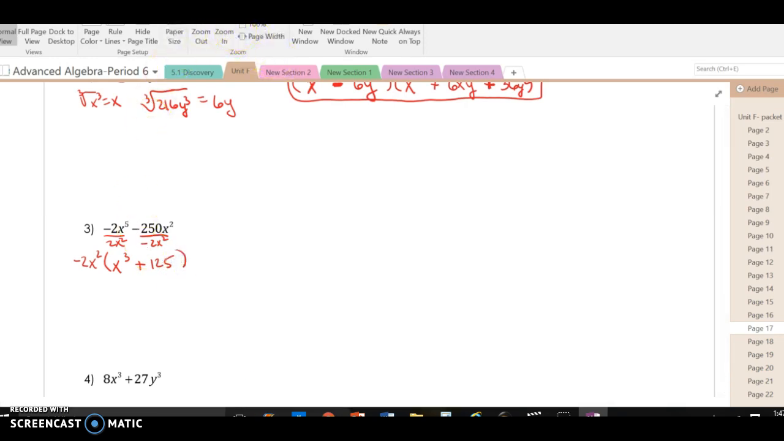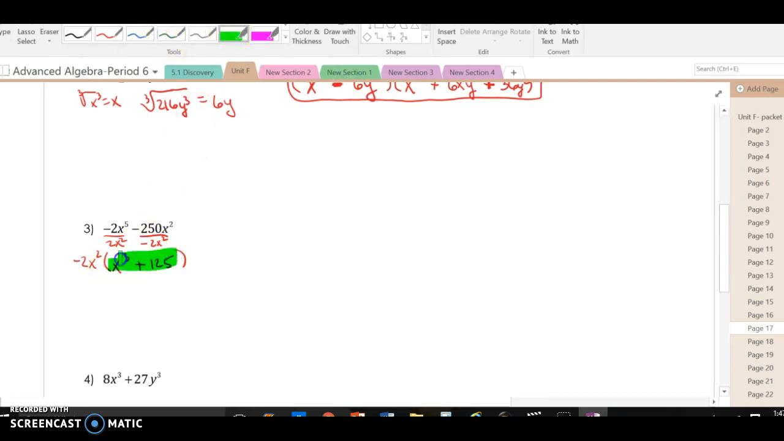Now I have to ask myself, is this here, right, a difference of two squares? No. What it ends up being is a sum of two cubes. So what's the cube root of x to the third? X. What is the cube root of 125? It's 5. So I know right away I have my GCF here, -2x squared.